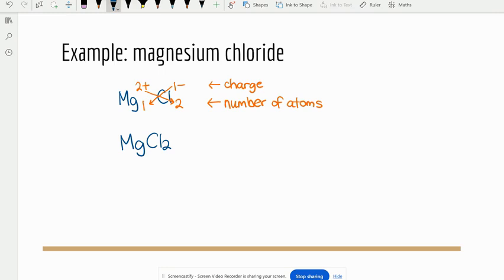Do you notice? I dropped this 1. When your number of atoms is 1, you can actually leave it out. Best practice is to leave it out. If you write a 1, that's okay, but we typically don't write 1. So it's just MgCl2, and there you go. There's your chemical formula. We'll try another one.